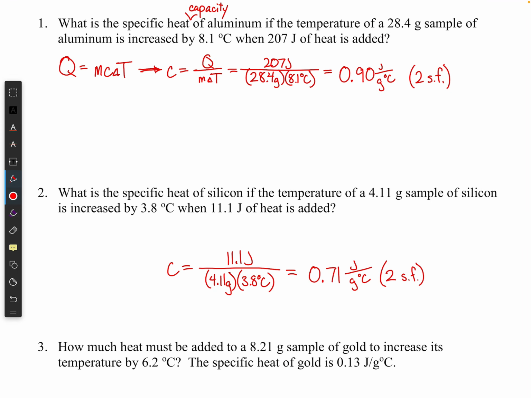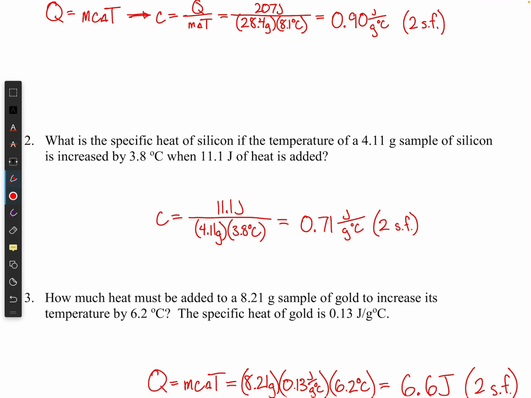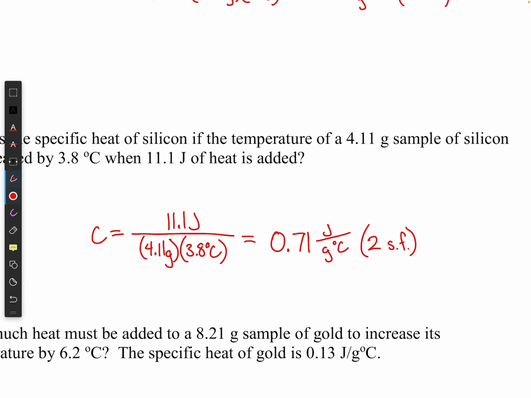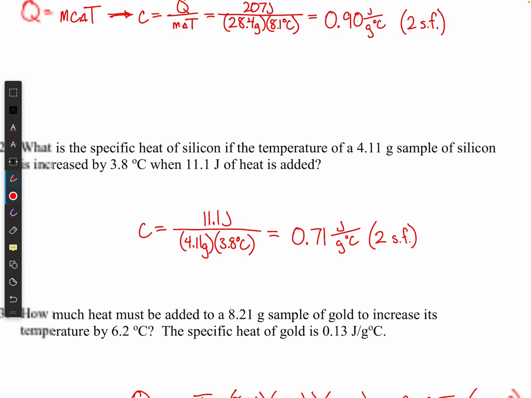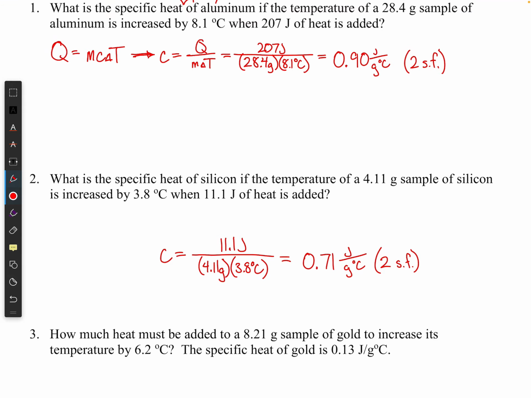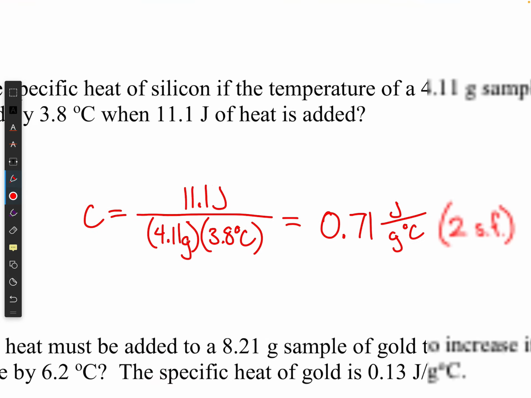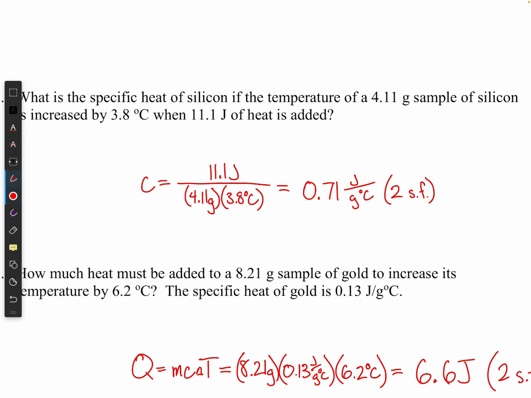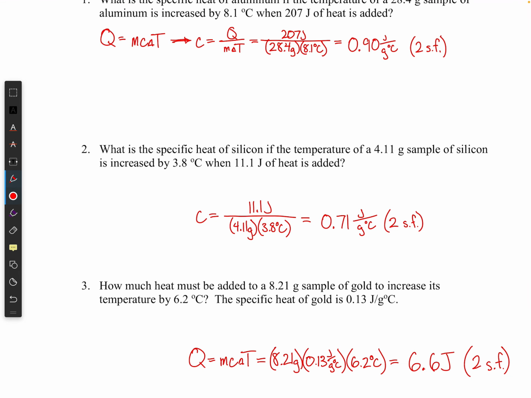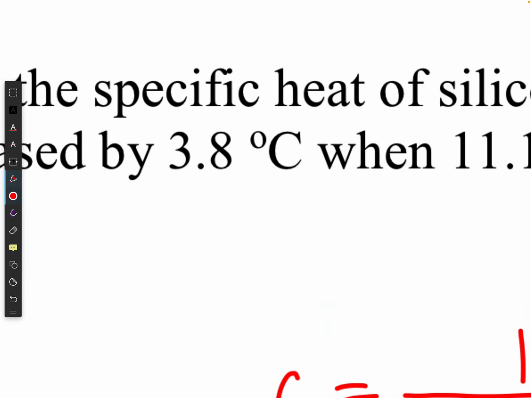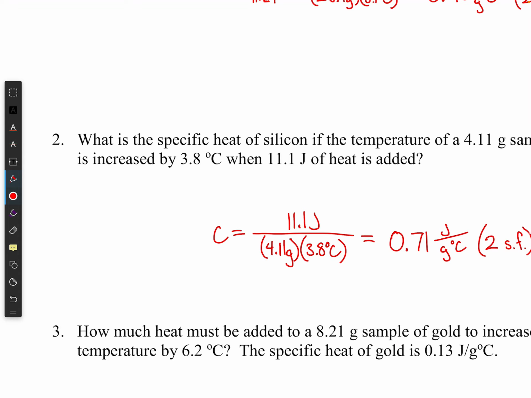Okay, next we're asked to find the specific heat capacity. We're given the temperature change, 3.8 degrees Celsius. We're given the mass of the sample, 4.11 grams, and we're given the energy, 11.1 joules. Okay, so we just use the same equation that we had up here and plug in our values. And we find that we have 0.71 joules per gram per degree Celsius. And again, that is two significant figures. Our limiting factor on significant figures in both cases is given by temperature, which has two sig figs.